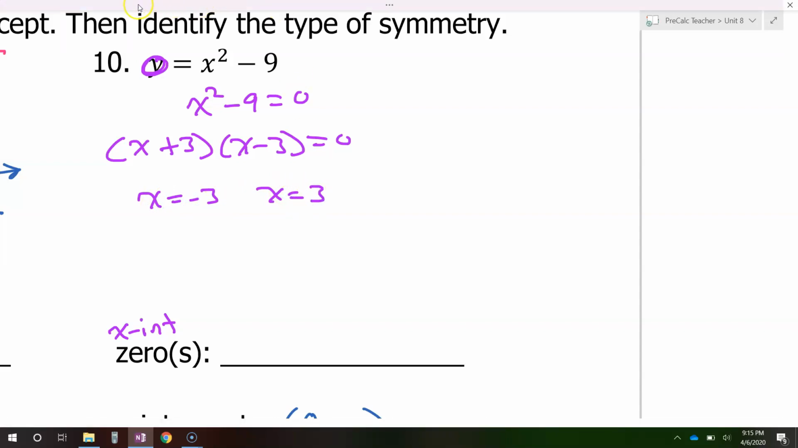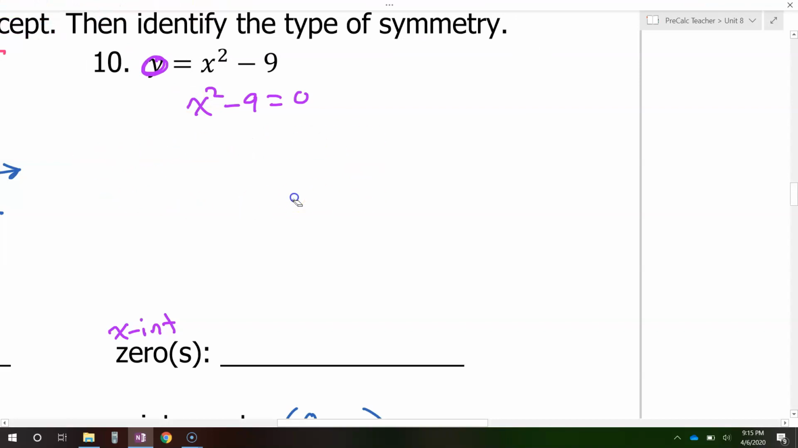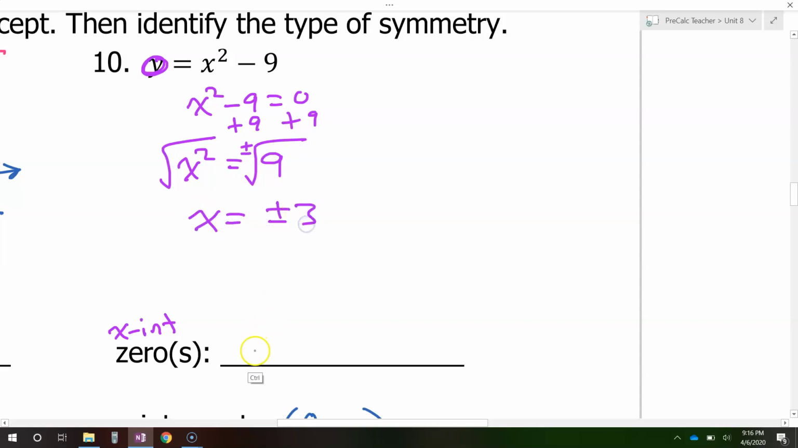So that's one way to do it. The other way would be to use square roots. If I add 9 to both sides, then I will have x squared equals 9. Then if I take the square root of both sides, don't forget the solution will be plus or minus. Then I will have x is equal to plus or minus 3. So my zeros are 3 and negative 3, either way.